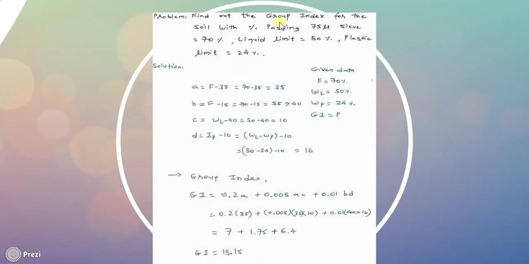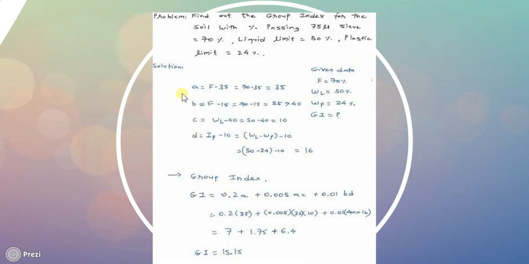find out the group index for the soil with percentage passing through 75 micron IS sieve equal to 70%, liquid limit equal to 50% and plastic limit equal to 24%. As per our practice, let us write the given data. F is equal to 70%, WL is equal to 50%, WP is equal to 24%, and GI is to be found out. Here, let us find out A, B, C and D first, and then we will go to the GI value.